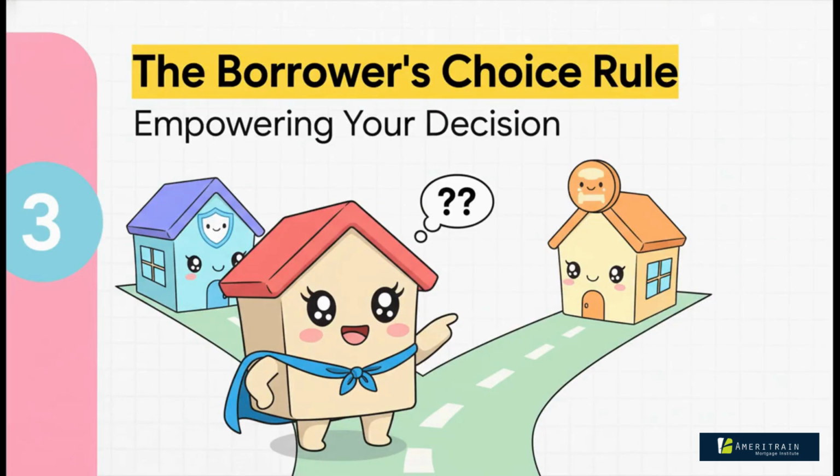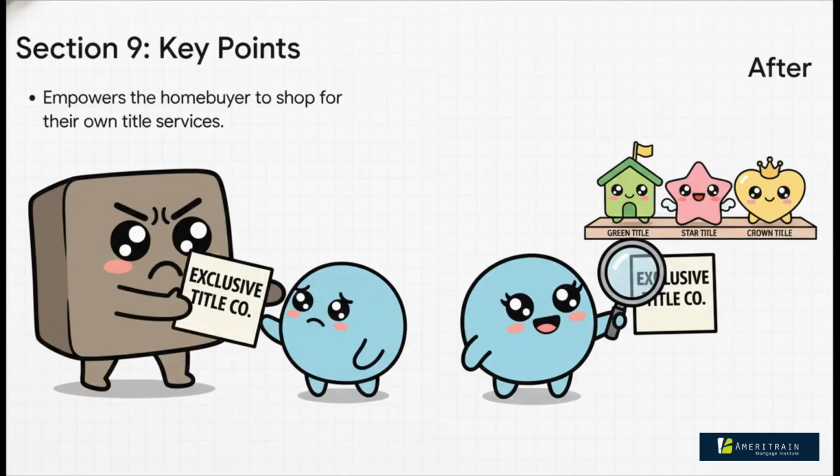Okay, let's keep it moving. Pillar 3 is Section 9, and this one is super simple and direct. It's the borrower's choice rule. This section really is a perfect example of RESPA's whole mission, which is putting the consumer first. It says a property seller can't force a buyer to use a specific title insurance company as part of the deal. The bottom line, the home buyer always has the right to shop around for their own title services.